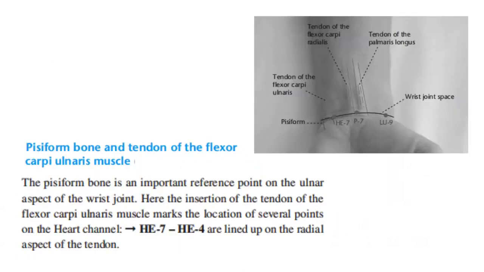Next, we have the pisiform bone and tendon of the flexor carpi ulnaris muscle. The pisiform bone is an important reference point on the ulnar aspect of the wrist joint. Here, the insertion of the tendon of the flexor carpi ulnaris muscle marks the location of several points of the heart channel, namely heart 7 and heart 4 are lined up on the radial aspect of the tendon.